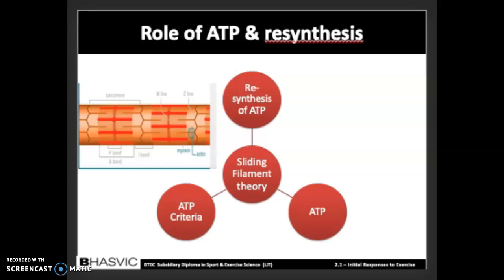Resynthesis of ATP. In order to replenish ATP, there must be energy. Resynthesis of ATP means getting all three phosphates bonded back together. For example, ADP needs another phosphate in order to return to ATP. The reason for this is so that energy can be constantly produced in the body. When ADP becomes ATP, this is known as phosphorylation.